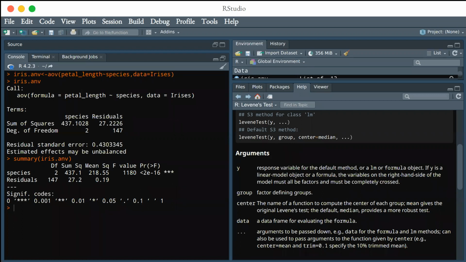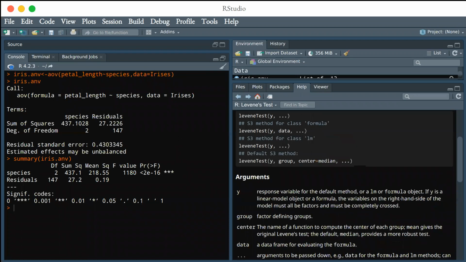Now that we know that there are differences, one might wonder, well, which two are different? But prior to getting into that part, I am going to show you a non-parametric equivalent of ANOVA. We're not going to get into the theory of it because it's a bit difficult.